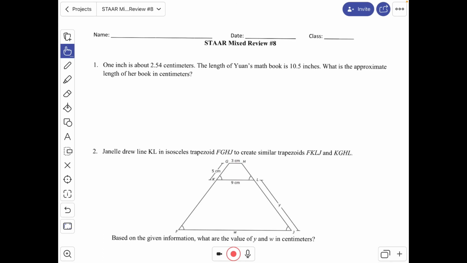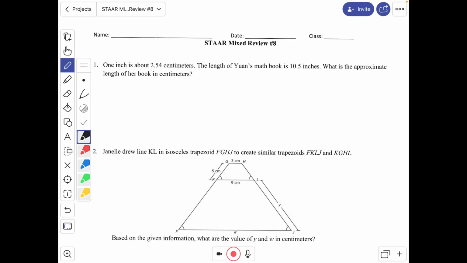Today we're covering STAAR Review number 8. Number 1 says 1 inch is about 2.54 centimeters. The length of Yuan's math book is 10.5 inches. What is the approximate length of her book in centimeters?